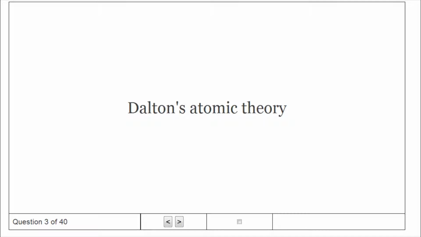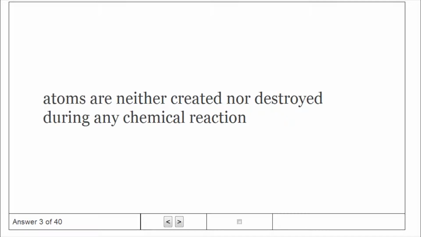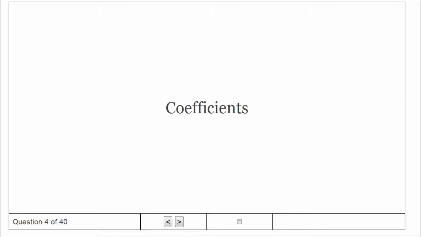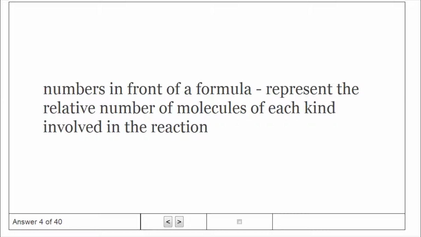Dalton's atomic theory: atoms are neither created nor destroyed during any chemical reaction. Coefficients: numbers in front of a formula represent the relative number of molecules of each kind involved in the reaction.